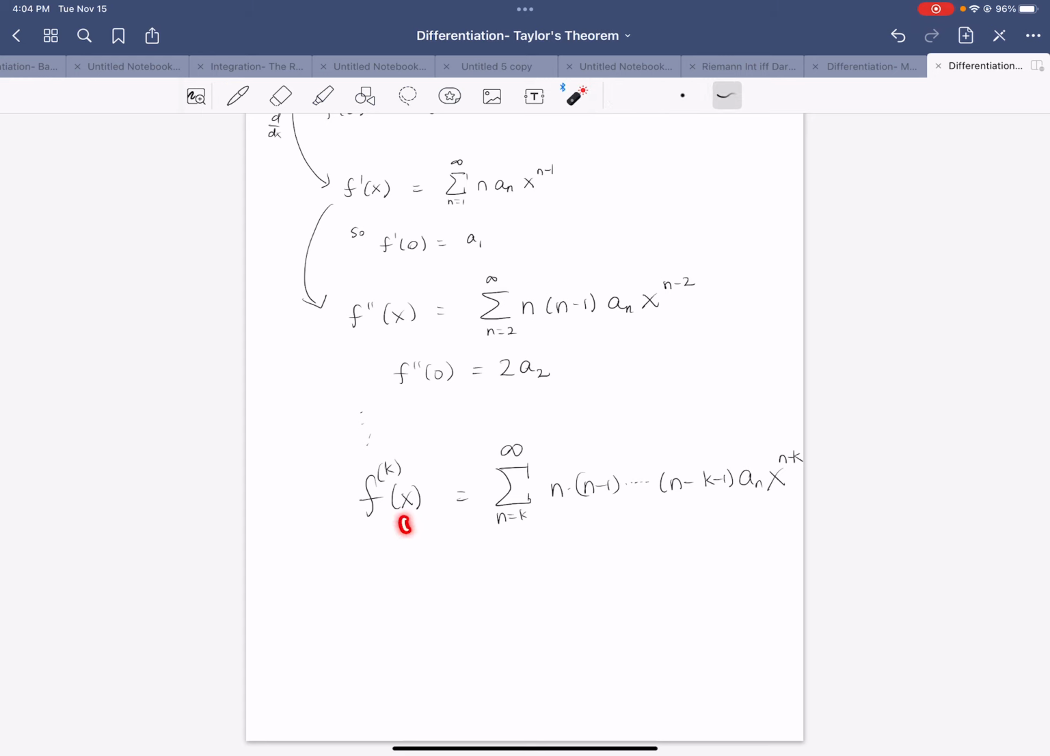So when I plug in x equals 0, I'll get that the kth derivative of f at x, all the terms will fall away except for when n is equal to k. So I'll get just this times a sub k. So the kth derivative at 0 is going to equal n times n minus 1, all the way up to n minus, if n is equal to k, evaluated at n equals k. So I'll have k times k minus 1, k minus 2, all the way up to k minus 1. So let's see here. There should be parentheses here, I think. Okay, so now all the way down to 3, 2, 1, a sub k.